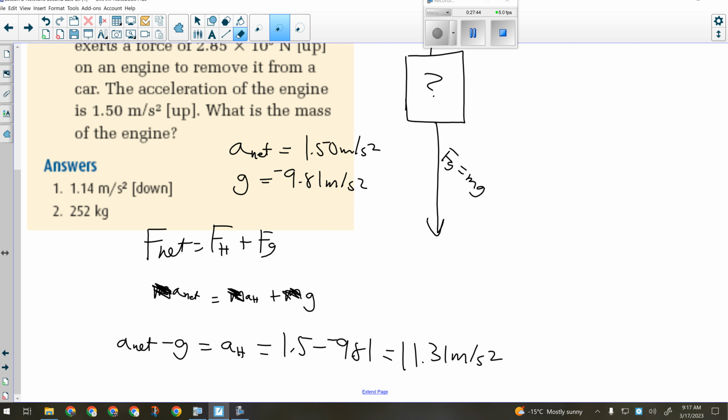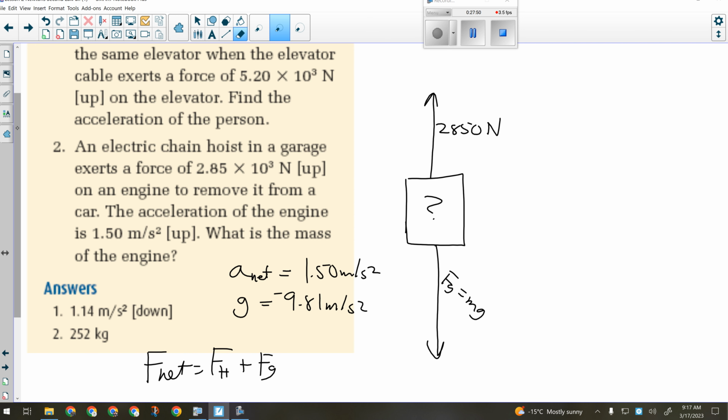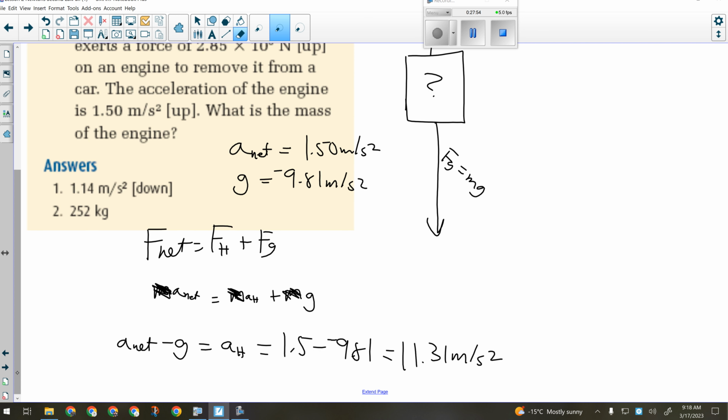Well, I know the force that the hoist can produce. The question told me what it was. They told me it was 2,850 newtons. And just a minute ago, I canceled that out right here. Okay? So can I calculate now the mass? I know the force of the hoist. I know the acceleration the hoist can produce. I can calculate the mass. It's the only thing that's missing.